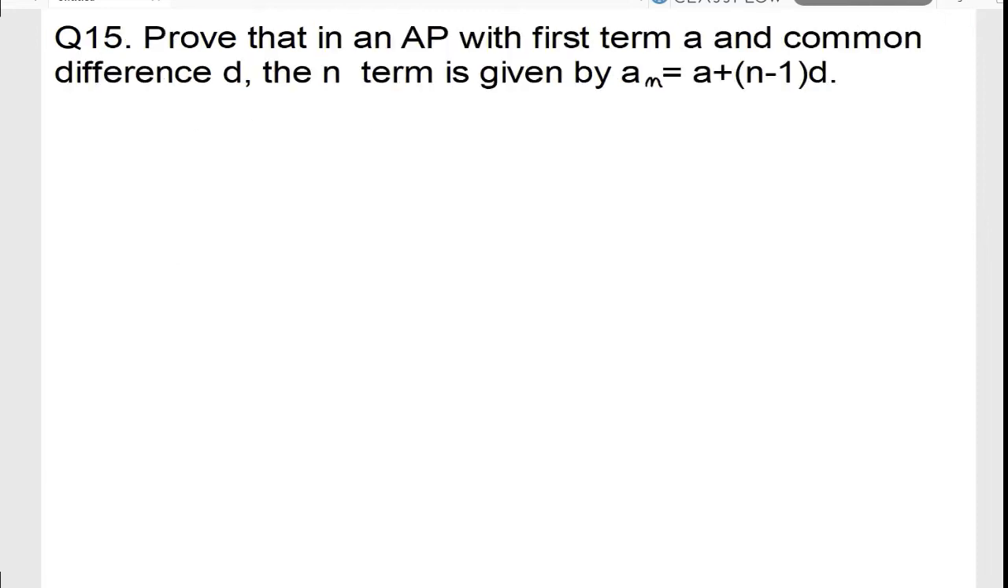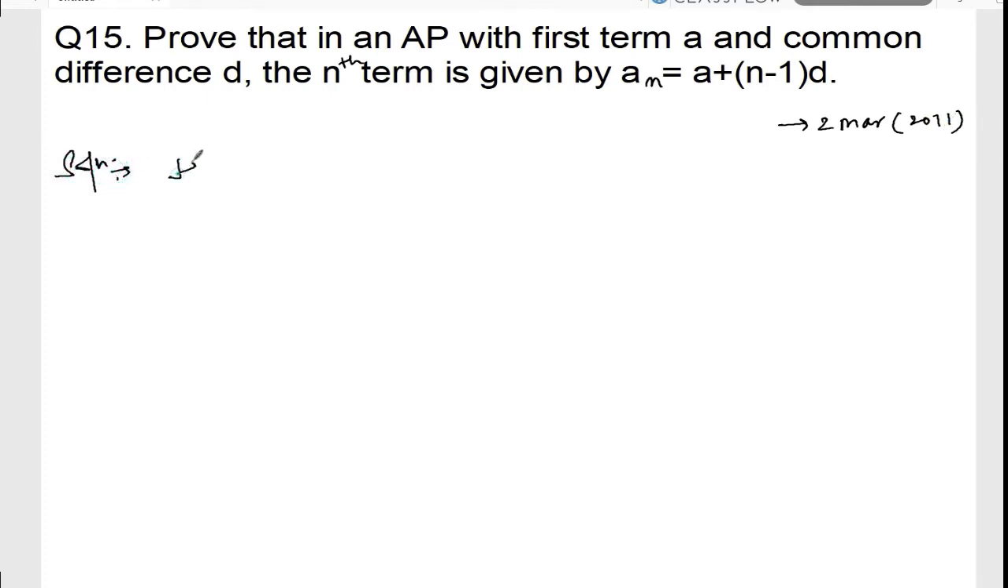Let us do the next question. Next question is question number 15. Question number 15 says: prove that in an AP with first term A and common difference D, the nth term of an AP is given by a n equal to a plus n minus 1 into D. 2 marks, 2011. Okay, solution.